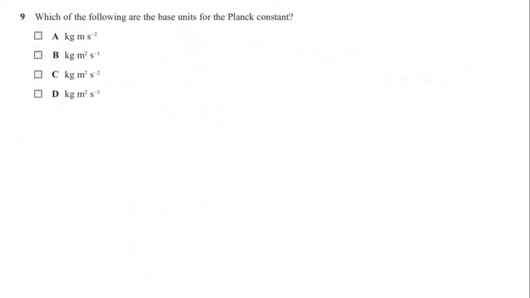Question number 8: which of the following is the base unit for Planck's constant? Planck's constant is denoted by h, and this constant is given in your formula sheet. It is better to memorize the number so that you can save time. But if you don't know the value and the unit, you can see it in your formula sheet. The value of h is 6.625, or 6.63, times 10 to the power minus 34 joule second.